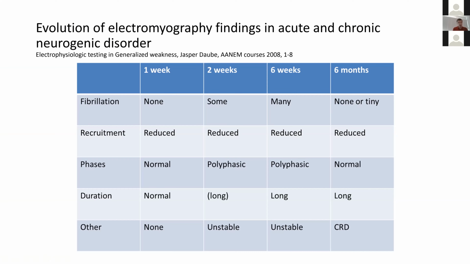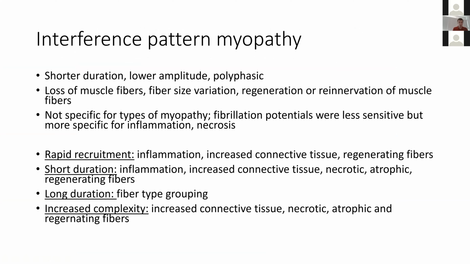I want to stress, based on this article published in 2008 during the courses of the American Academy of Neurophysiology and Electrodiagnostic Medicine, that from the beginning the recruitment is reduced, while the active denervation potentials only appear after a few weeks in our EMG examination.